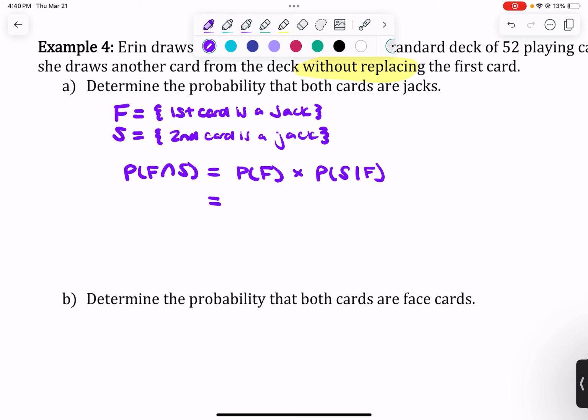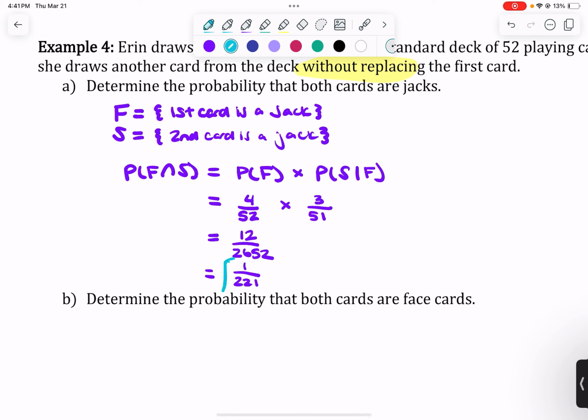And I can figure out those numbers. There are 4 jacks in a deck of cards. There are 52 cards in a deck of cards, so I have 4 over 52. If I had pulled out one already, there's only 3 remaining jacks, and now there's only 51 remaining cards. I could perform that multiplication, and I get 12 over 2652, which reduces to 1 over 221.